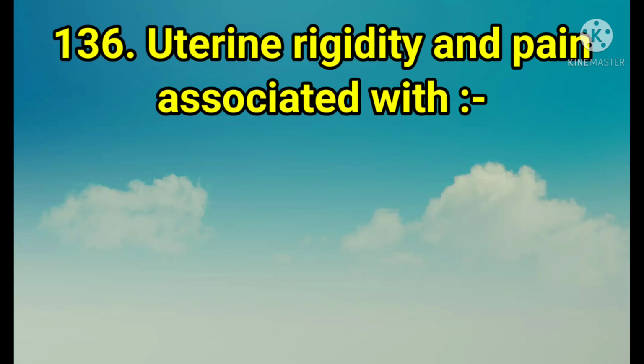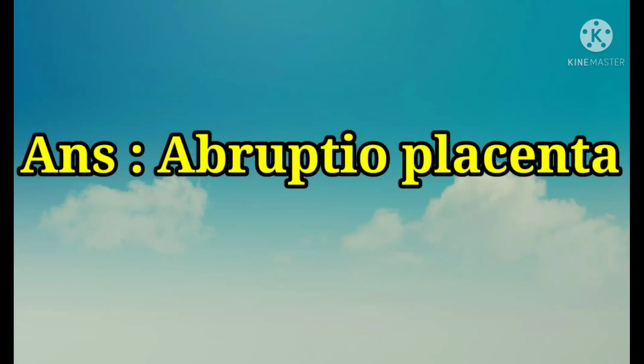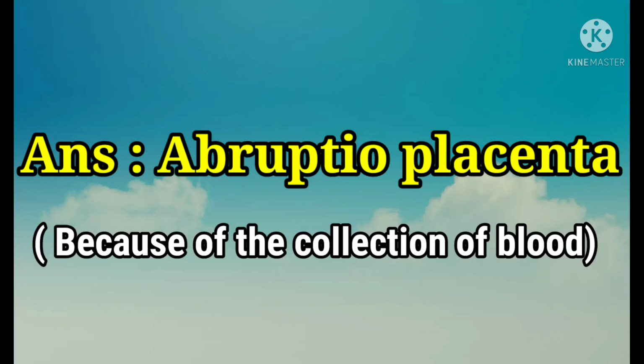നെക്സ്റ്റ് ക്വസ്റ്റ്യൻ, യൂട്രൈൻ റിജിഡിറ്റി ആൻഡ് പെയിൻ അസോസിയേറ്റഡ് വിത്ത്. ദ ഓപ്ഷൻസ് ആർ പ്ലാസൻ്റ പ്രീവിയ, അബ്രപ്ഷോ പ്ലാസൻ്റ, placenta accreta and both A and B. And the answer is abruptio placenta because of collection of the blood.